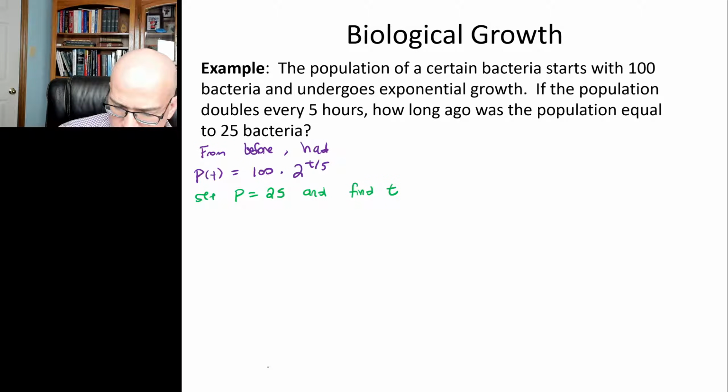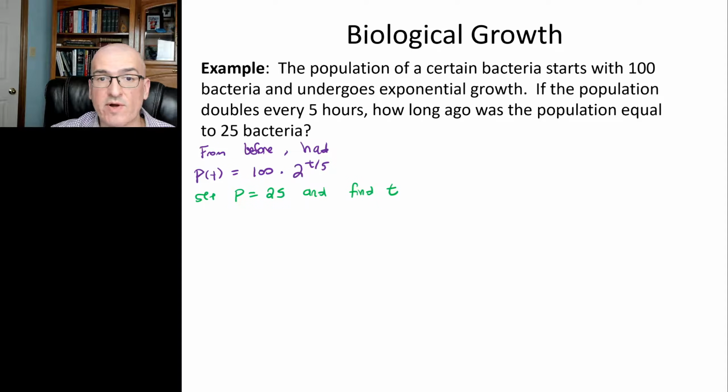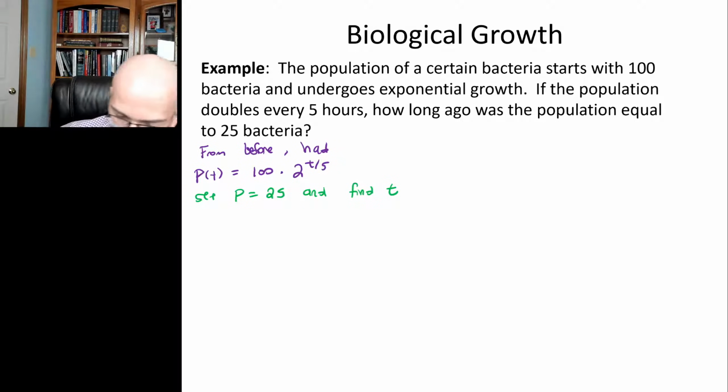I don't want to proceed writing stuff down without at least pointing out that we started with 100 bacteria and now we have 25. So this is not a shrinking population. This is looking in the past. We're looking at what was there before this measurement. So backwards in time, that would mean negative time. We'll see what comes out of the model.